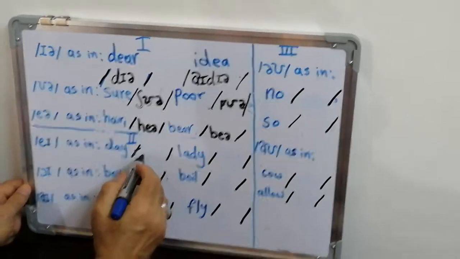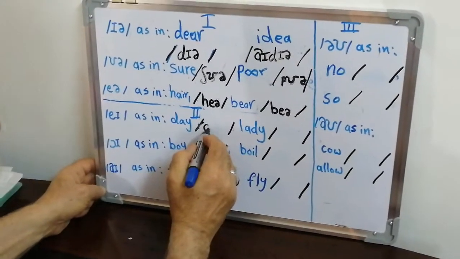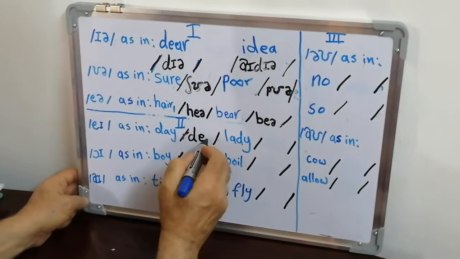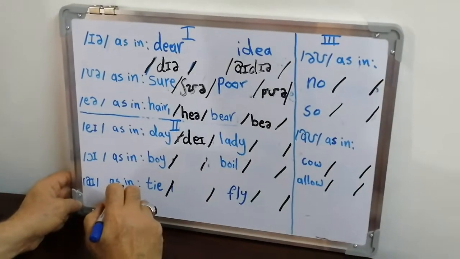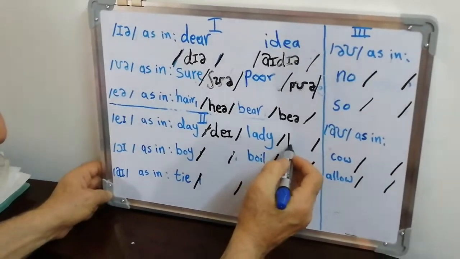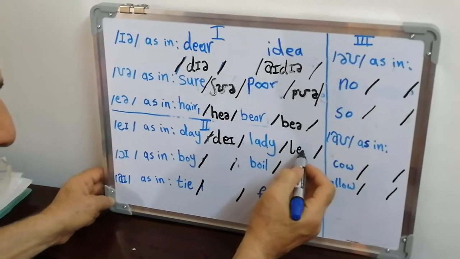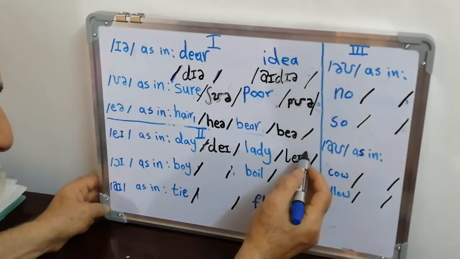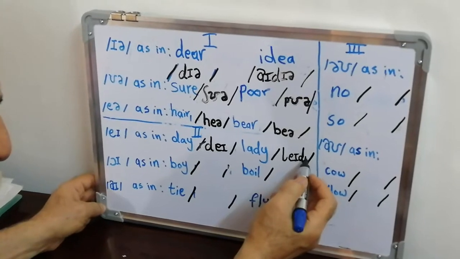Let's see this group. Now the word I'm going to transcribe is the word day. Here we have day, the d sound, and then the vowel sound, day. Here we have lady, lay, d, and then we have this vowel sound.